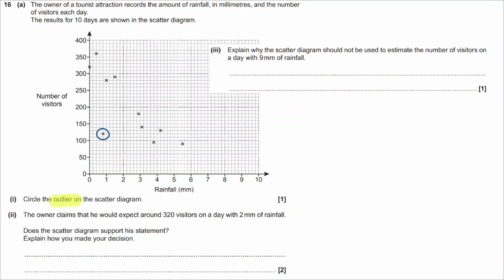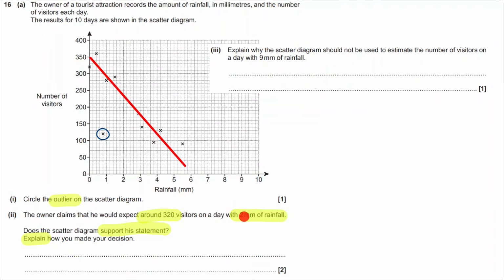Okay. Now, the owner claims that he would expect 320 visitors on a day with 2 millimeters of rainfall. Does the scatter diagram support this statement? Explain how you made your decision. To do this, you need to go and draw in a line of best fit. So line of best fit is a line that roughly shows the trend of the data with an even number of points roughly on each side, and you exclude the outlier. So this line here shows the overall trend of the data.